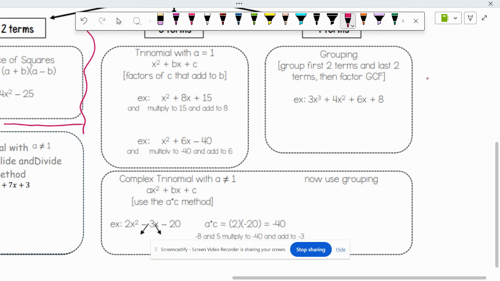If it has 3 terms and A equals 1, you take A times C, find the factors of C that add up to B. So what are 2 numbers that multiply to 15 and add up to 8?